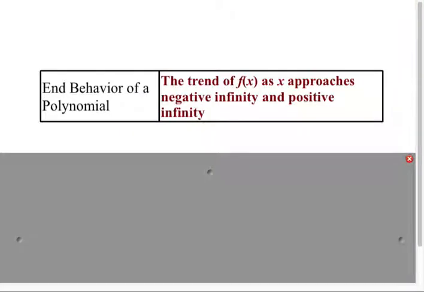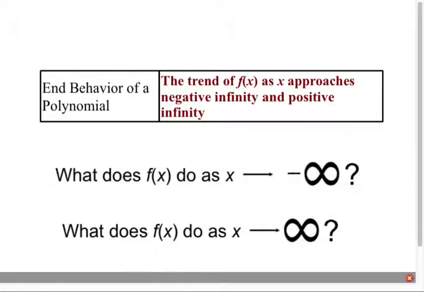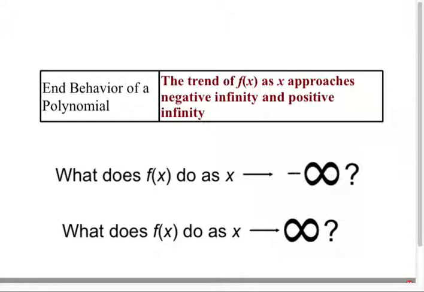The next thing we're going to look at is end behavior of a polynomial. It's the trend of f of x as x approaches negative infinity and positive infinity. So when we look at the end behavior, what does f of x do as x approaches negative infinity? And what does f of x do as x approaches infinity? Remember, f of x is just your y.